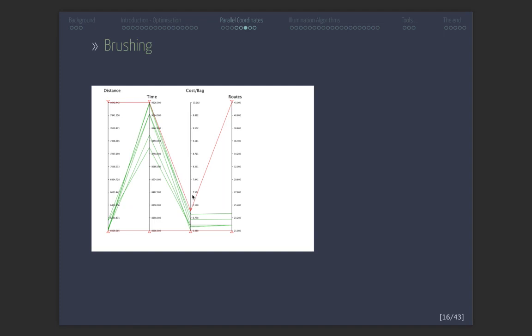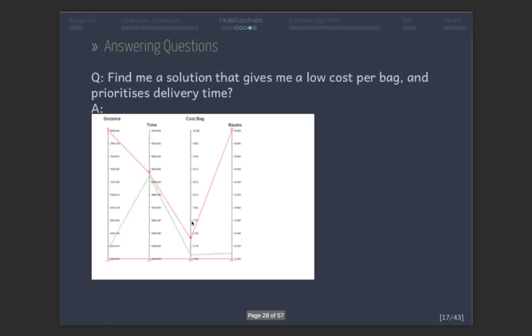So in this case, we have our 4 axes for this particular problem, and we're interested in finding solutions that have a low cost per bag, a low delivery cost for each bag of groceries delivered. In this case, we use the brushing action to highlight this area here of the axis, and we only show the solutions that pass through this highlighted area. And the power of this is that this brushing technique allows us to use parallel coordinates to answer questions, in particular to help the end user find a solution that meets the requirements.